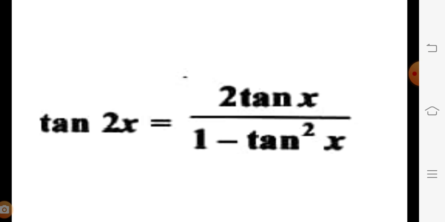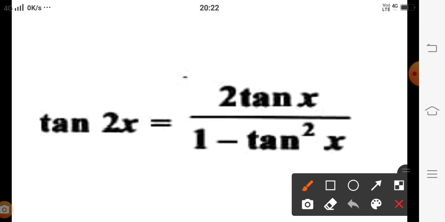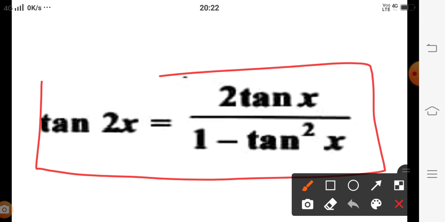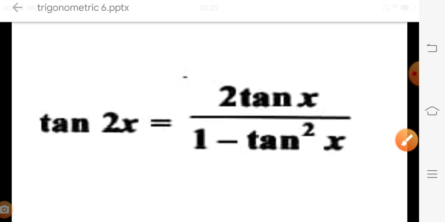Similarly, if you are moving ahead, then we are able to get the value of tan 2x. Tan 2x is 2 into tan x upon 1 minus tan square x, the value of tan 2 theta in terms of tan theta. Then how will you get the proof of this?